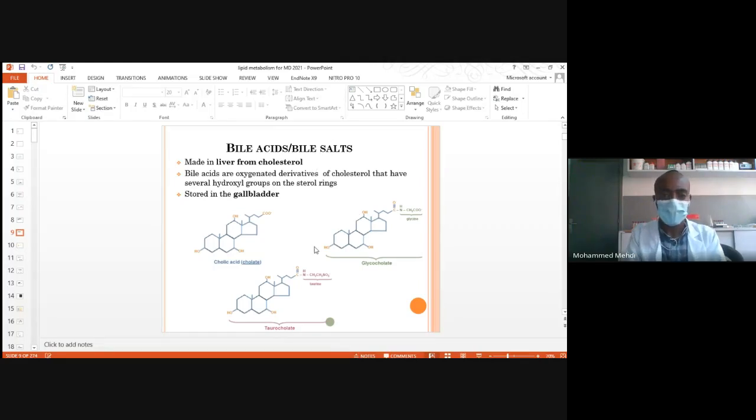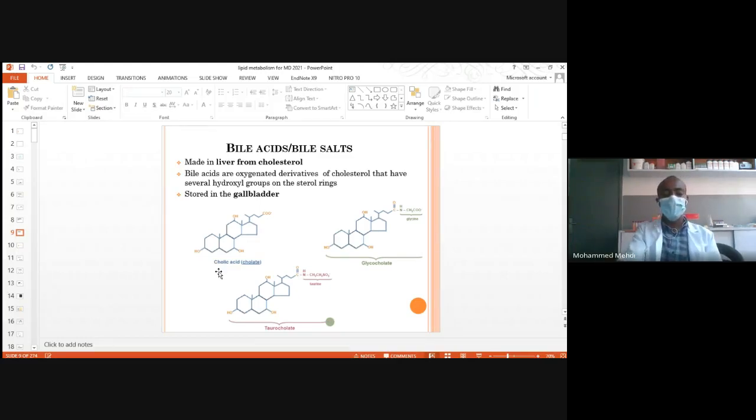The second type of bile acid is called chenodeoxycholic acid. Again, similarly, we add glycine or taurine on the chenodeoxycholic acid for the formation of glycochenodeoxycholic acid, formed after glycine is added, and taurochenodeoxycholic acid, formed after the addition of taurine. So this is one type, and the second type is chenodeoxycholic acid. Don't forget, there are two types.